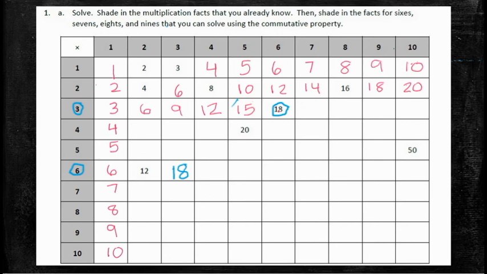And 18's already there for me. If you need any help, just remember the commutativity. You can look at other facts, and the 18 is already here for you. Okay, and we remembered 4 times 1 is 4. 4 times 2 is 8.